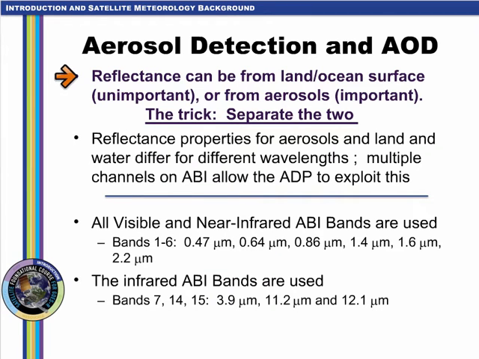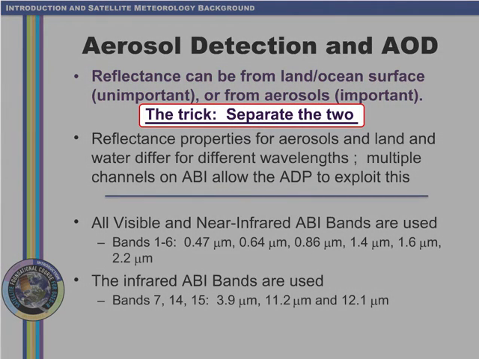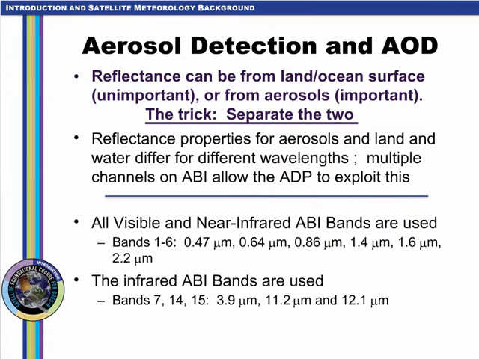Aerosols affect reflectance in the atmosphere. The Earth's surface can also be highly reflective. The trick and challenge is to separate the effect of the surface, which is not so interesting, from the effect of the atmosphere, which is much more interesting. The effect of aerosols on reflected visible light varies with wavelength.